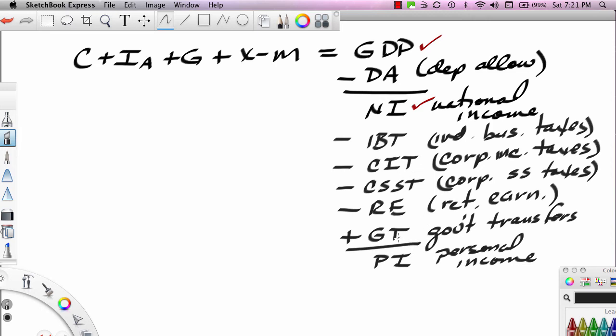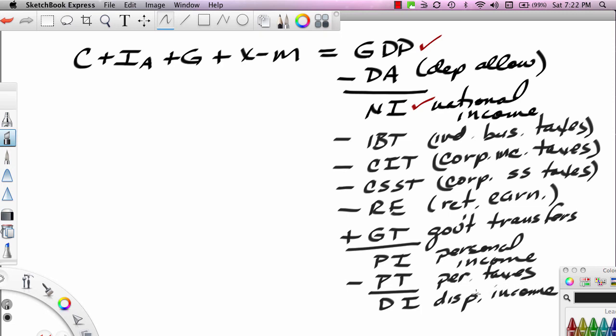But remember, not only does money come from the business sector, but it comes from the government sector into the household sector. In other words, governments give money back to households, so you have to add that back in. Now, if you take personal income and subtract personal taxes, so this is personal taxes, you're going to get something called disposable income. Disposable income is what households have available to either spend or save.